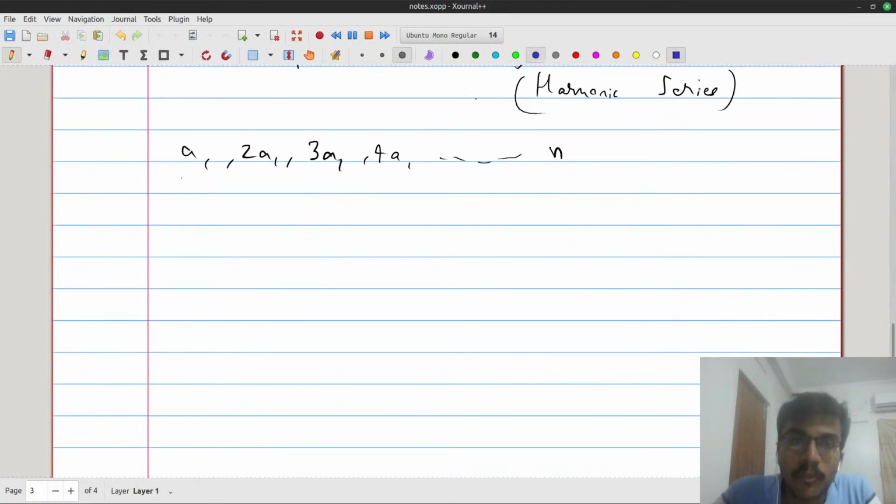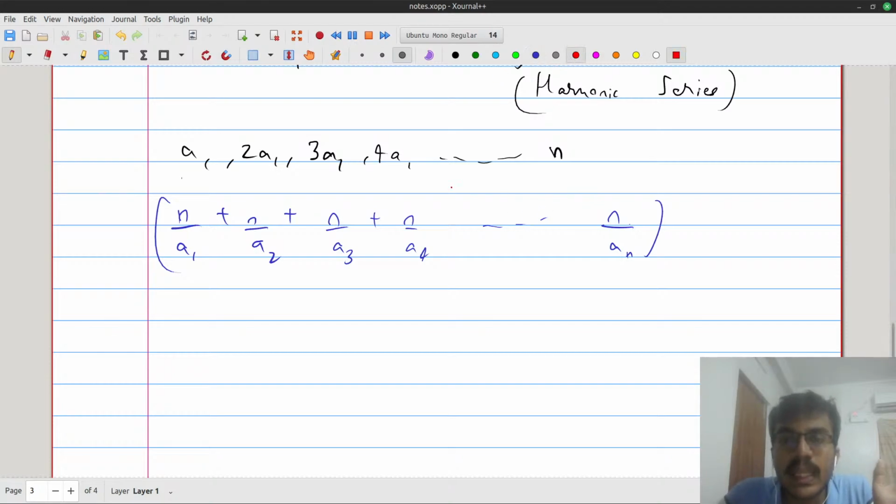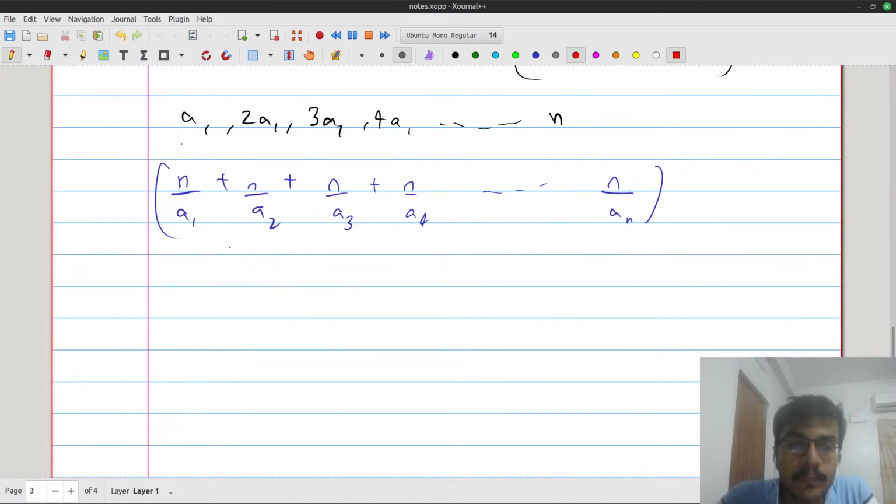Now, what will be the time complexity of all of this? That will be something like n by A1 plus n by A2 plus n by A3 plus n by A4, all the way up to n by An, right? So the time complexity of this is this thing. Now let's think about what might be an expression for n by A1 plus n by A2 like that.